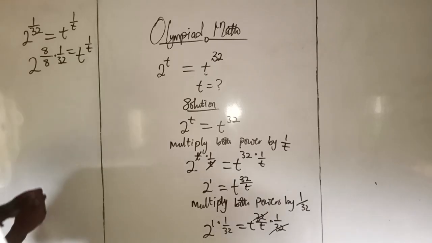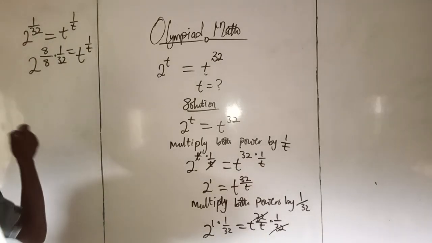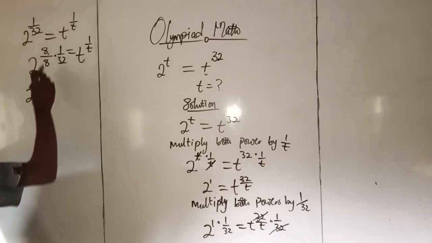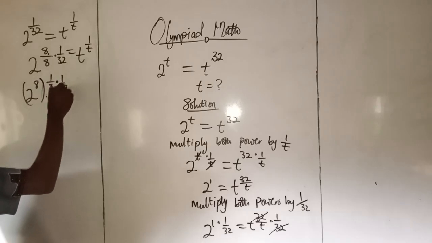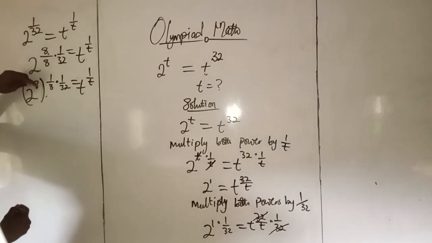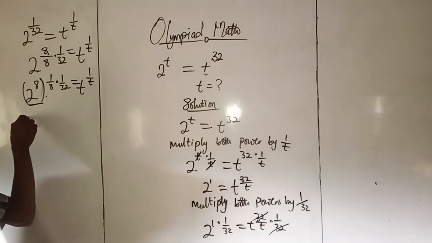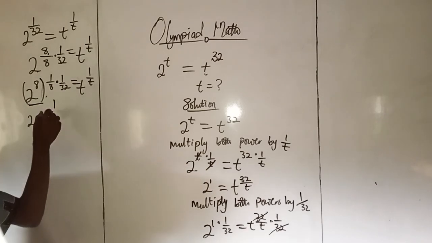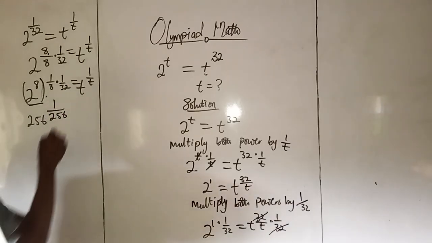The strategy is to make both this and this the same so that I can equate them. So I can express this as 2 to the power of 8, bracket 1 all over 8 times 1 all over 32. I see where we're going now. I bring the 8 inside, law of indices. So I would have this as 2 to the power of 8, which is 256. 1 times 1 is 1. 8 times 32 gives you 256 also, if you notice.